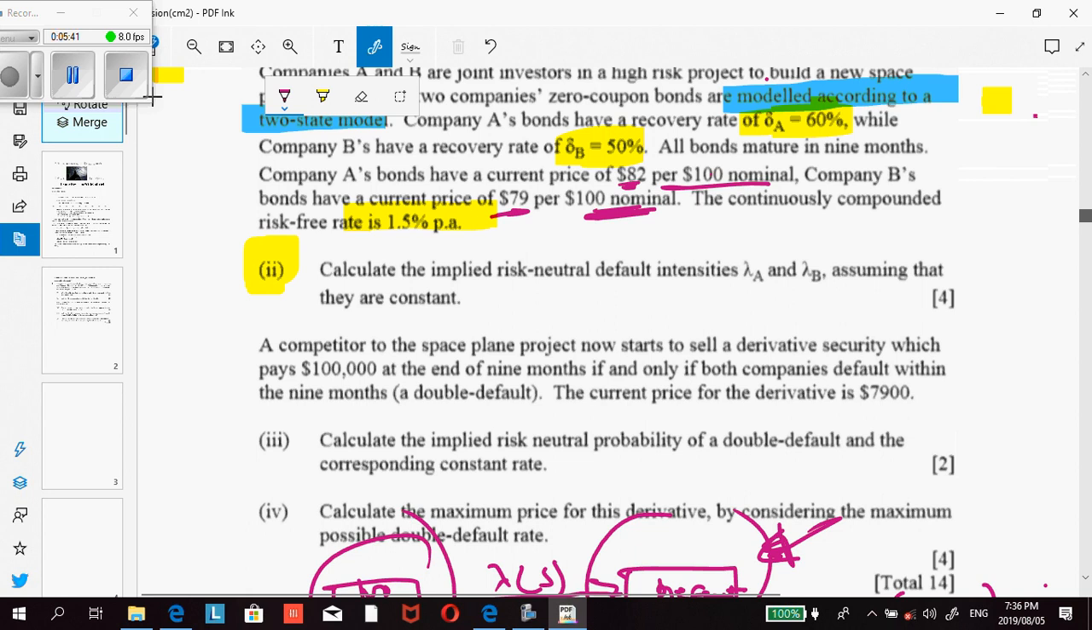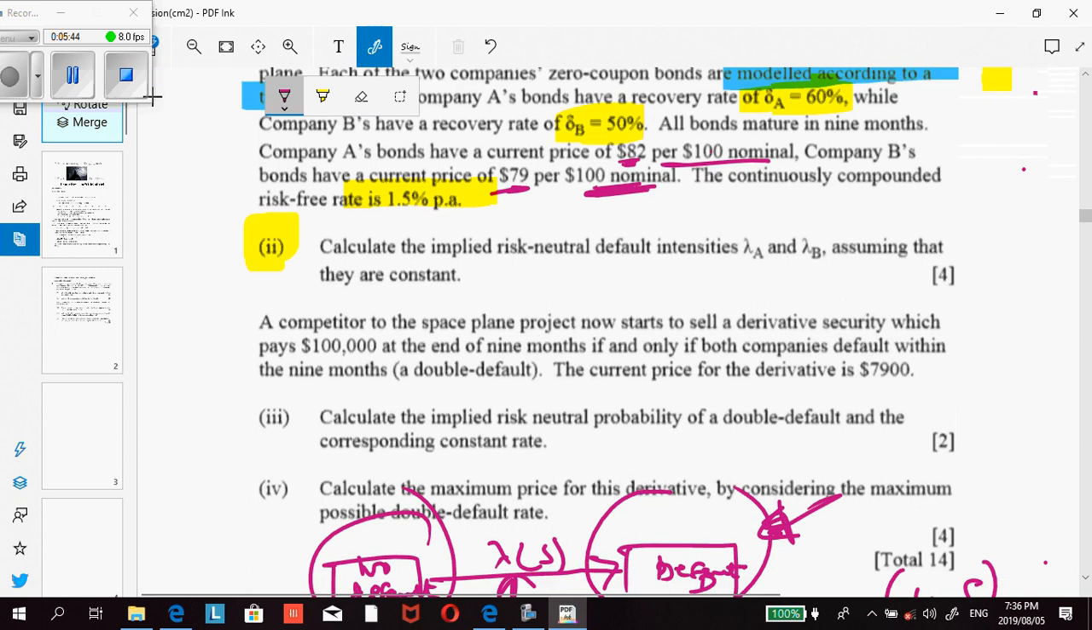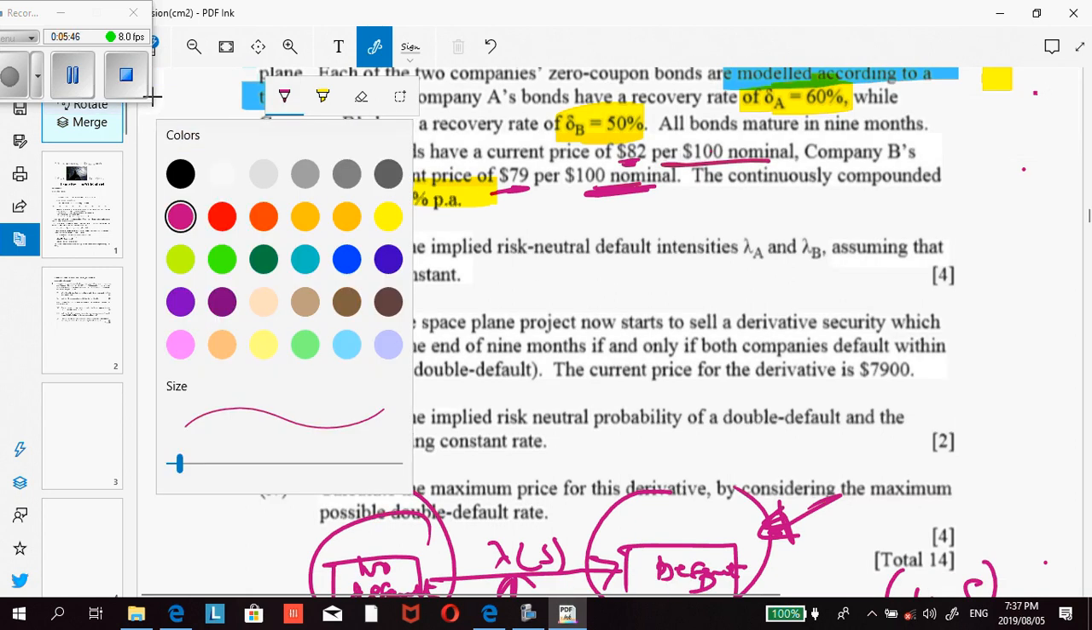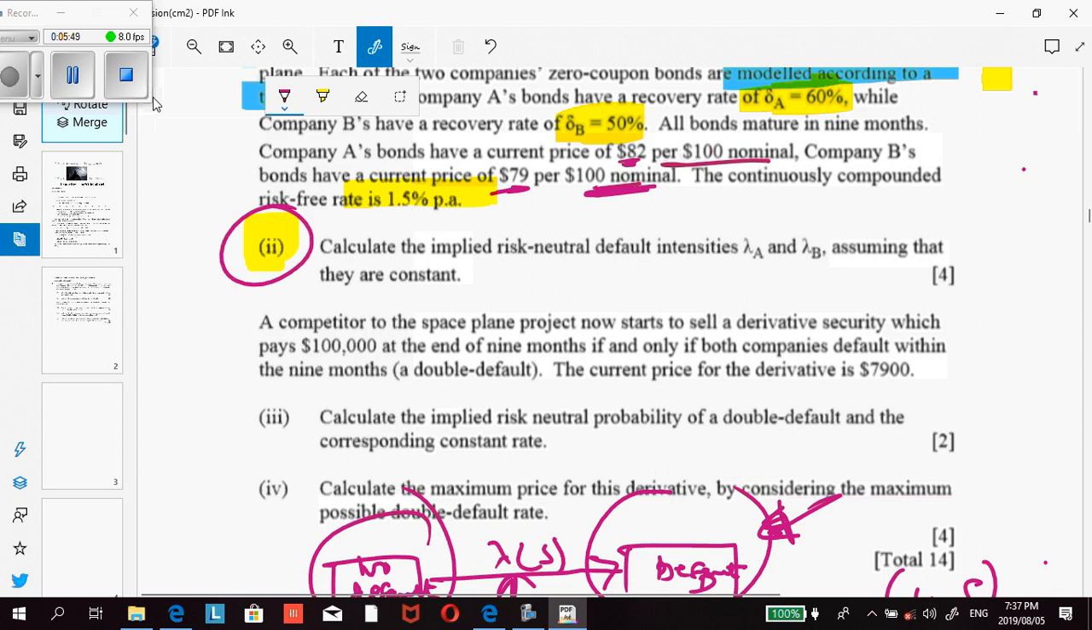and make sure that you are able to explain this in your examination properly. Now, part 2 of this question, they say, calculate the implied risk neutral default intensity, lambda A and lambda B, assuming they are constant. This is very, very important, because if they were functions of S, we were going to do something else. Assuming they are constant makes our algebra very, very easy.